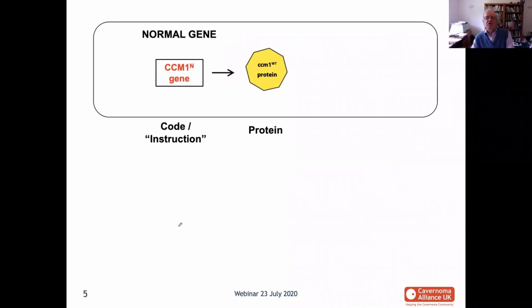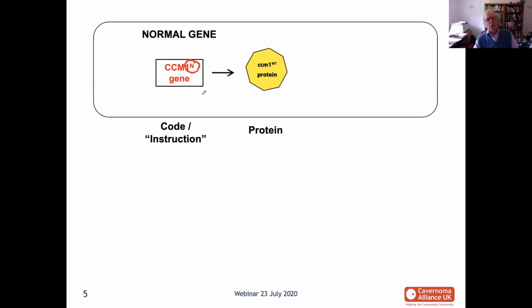Okay, so what does a gene do? A gene is an instruction to give rise to a protein in the cell. So here's a normal gene, and here is the protein that it produces. And this is the gene CCM1, and I've written a red N there for normal. So that's indicating that it's a normal gene, and it gives rise to the normal protein.